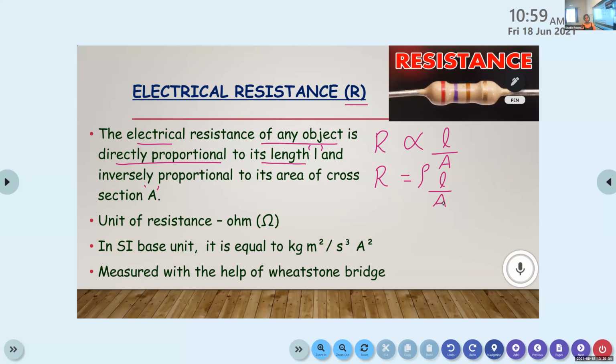R is directly proportional to length and inversely proportional to its area of cross section. Then we equate this equation by adding one constant, rho. Rho is known as resistivity, or otherwise specific resistance.